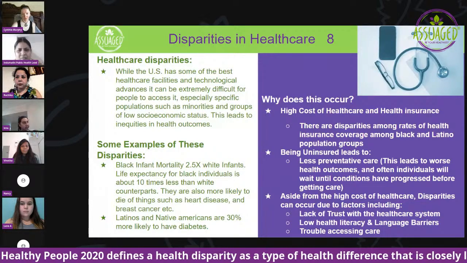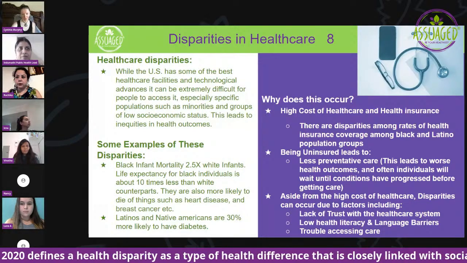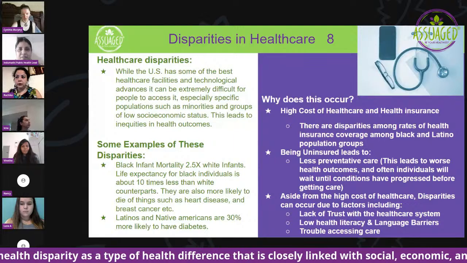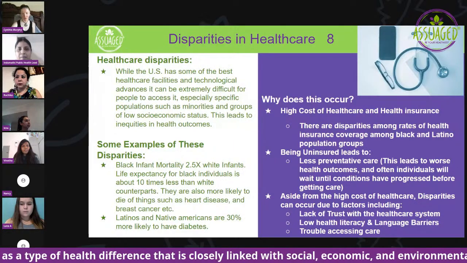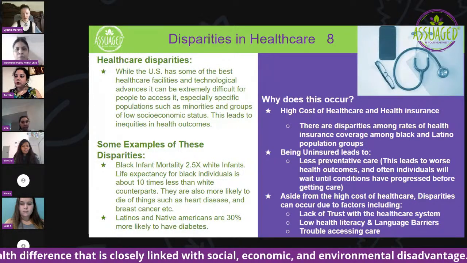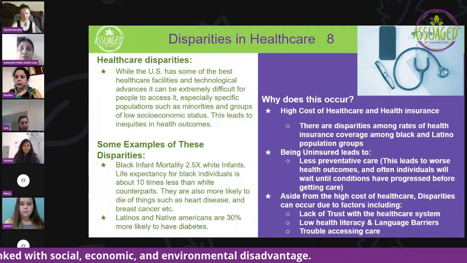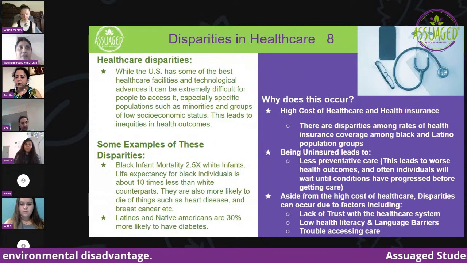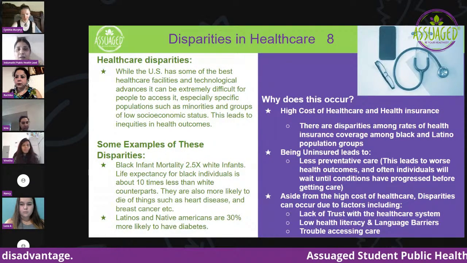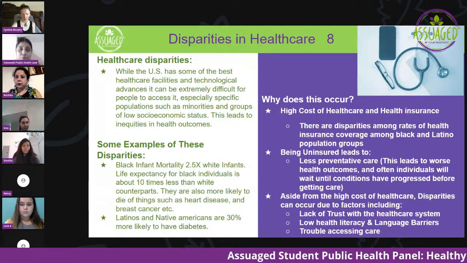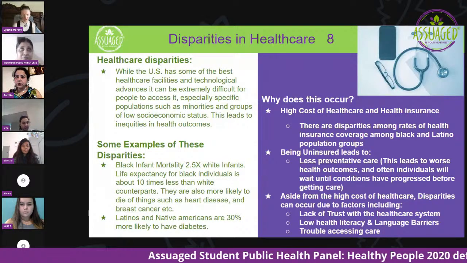So why does this happen? When there is a problem in society, we should understand why it is happening. It could be due to the high cost of healthcare and health insurance. Yes, we understand, healthcare and health insurance cost a lot, and not everyone can afford it. And being uninsured, what happens to people? It leads to less preventative care.